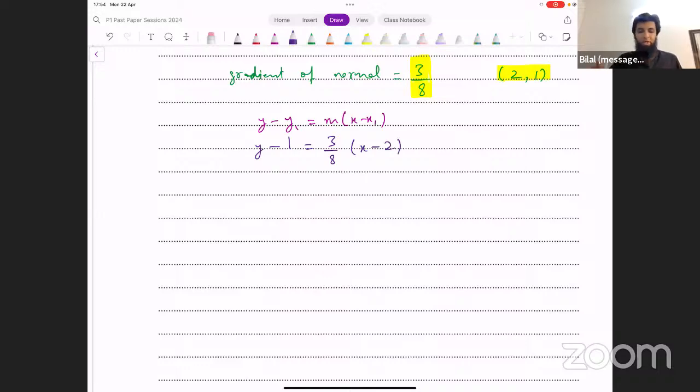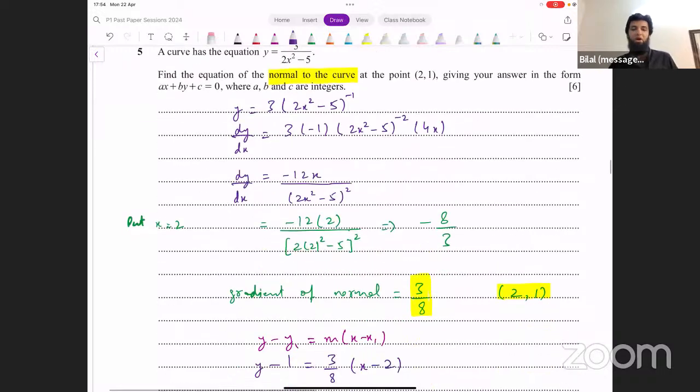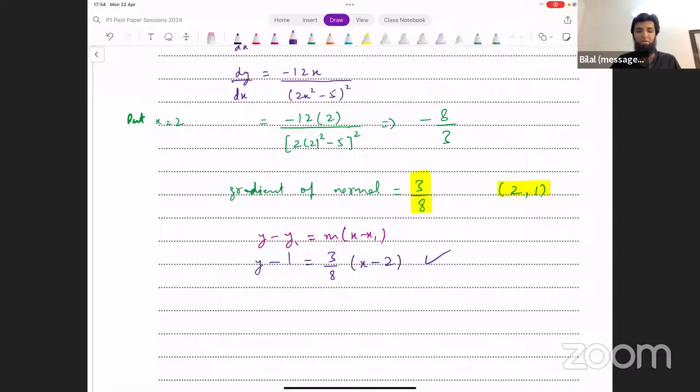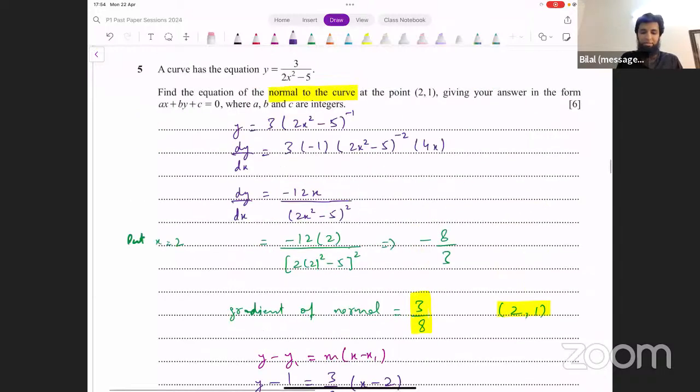Okay. But now, if they had not asked you to give your answer in a particular form, you could leave it like this and that will be acceptable. However, in this case, they have asked you to write down the equation in this form. You want all terms on one side and only 0 on the other side. And there's another condition as well. A, B, and C, all of them have to be integers. So there should not be any fractions in your equation. Okay. So now we need to change the form of this equation.